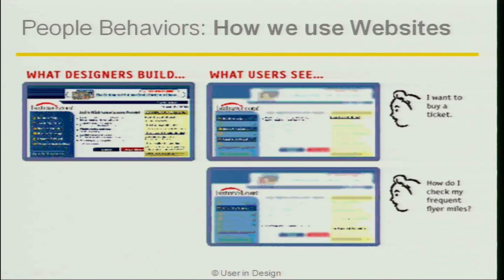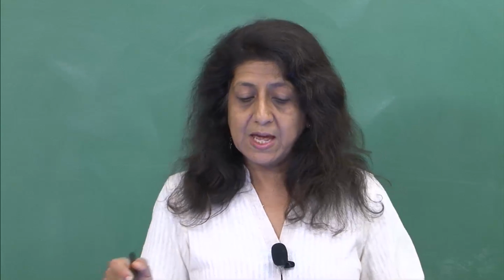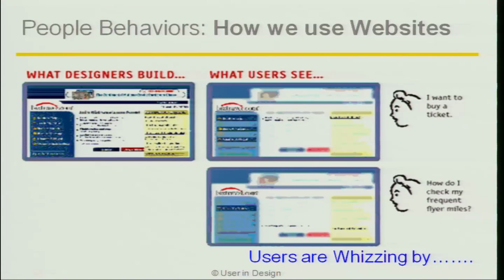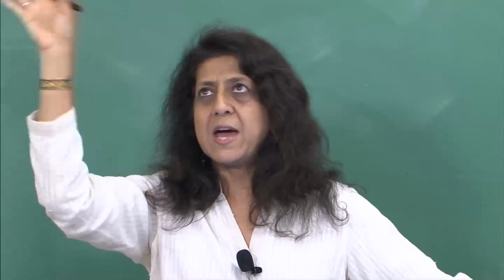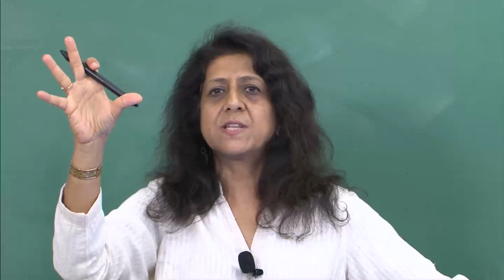What we build and we think that they will earnestly and completely and in full detail follow, this is how they actually behave. So users are whizzing by, and one of the things he says is that it is like a billboard. So let's say you're driving on the highway and there's a billboard coming, right? How much of that billboard do you notice? Perhaps the heading, perhaps the picture that's on there.